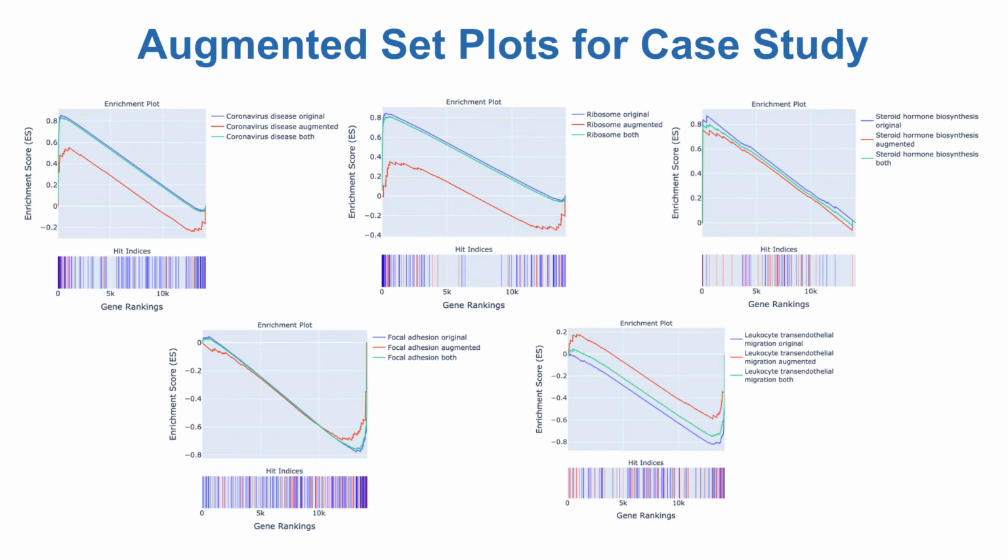This slide shows the augmented plots for all of the top gene sets from the case study. Generally, because the augmented genes are co-expressed with the original, their hit indices are not too far apart. The augmented hits are shown in red, while the original hits are in blue.